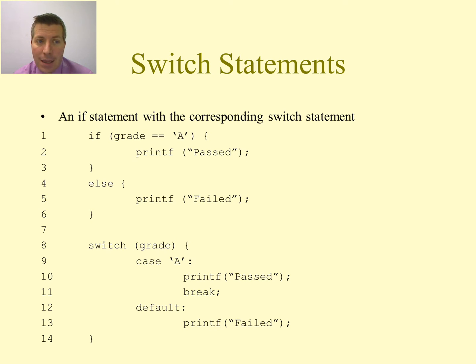If the grade is not the capital A, we're going to get into the else statement. We're going to print out failed on line 5. Now let's look at the corresponding switch statement. This behaves exactly the same as the if statement at the top.